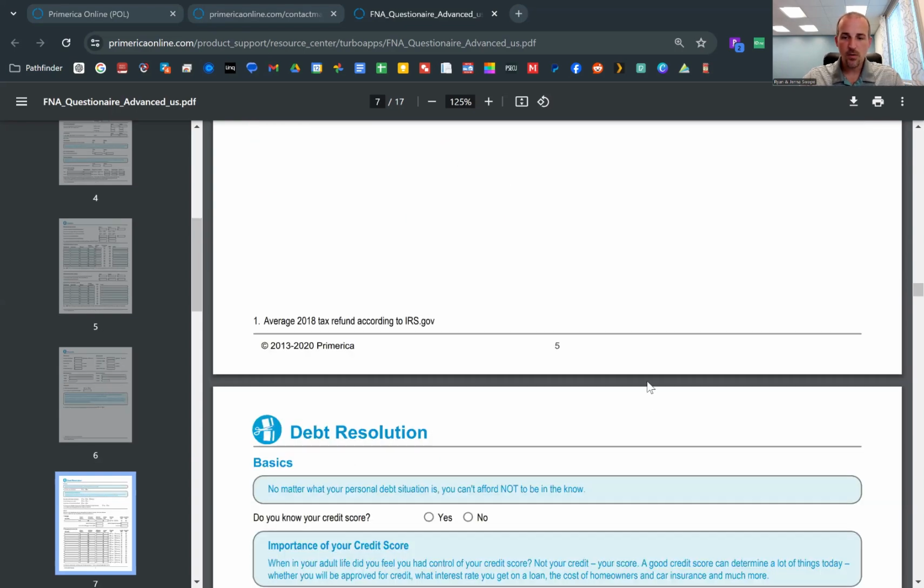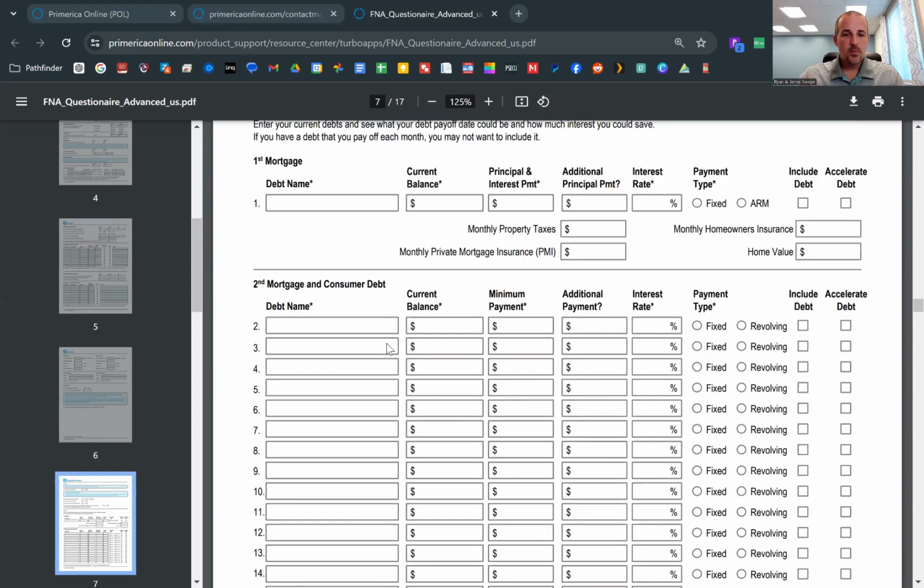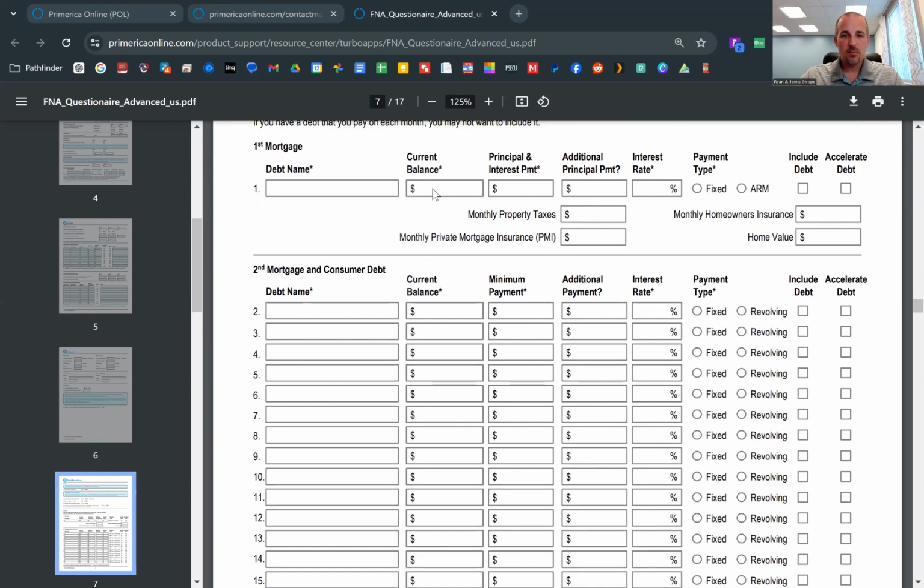All right, moving on to debt resolution. You're going to want to list their debts: debt name, balance, principal, and interest. So this is the mortgage. The first one up here is their mortgage, right? If they rent and they don't have a mortgage, fine. Just skip right down to the next debt.